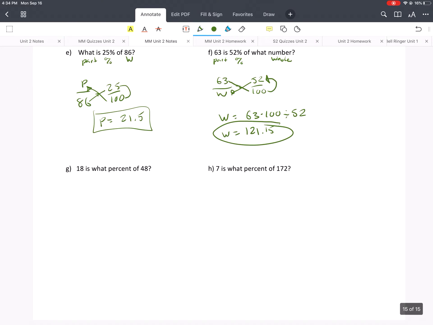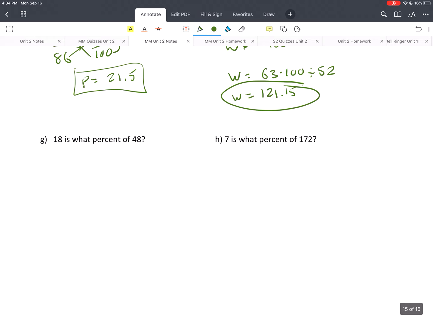Just some more examples. This would be our part, we'd want to find the percentage, and this would be your whole. So 18 divided by 48 equals percentage over 100. We'll multiply, divide to give us our percentage. So 100 times 18 divided by 48, and that gives us your percentage is 37.5.